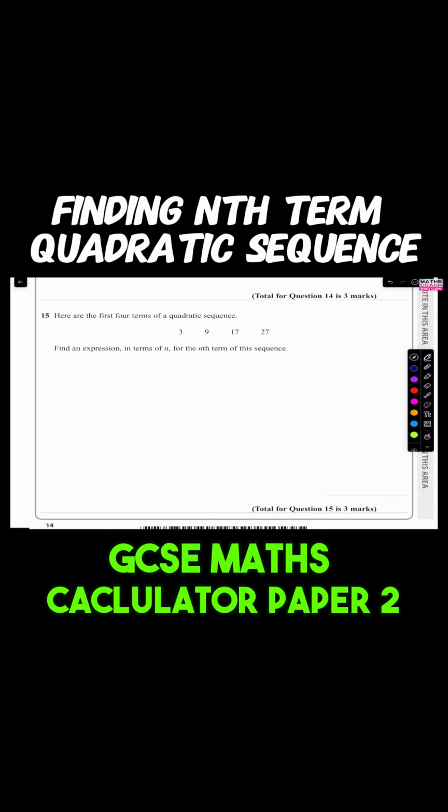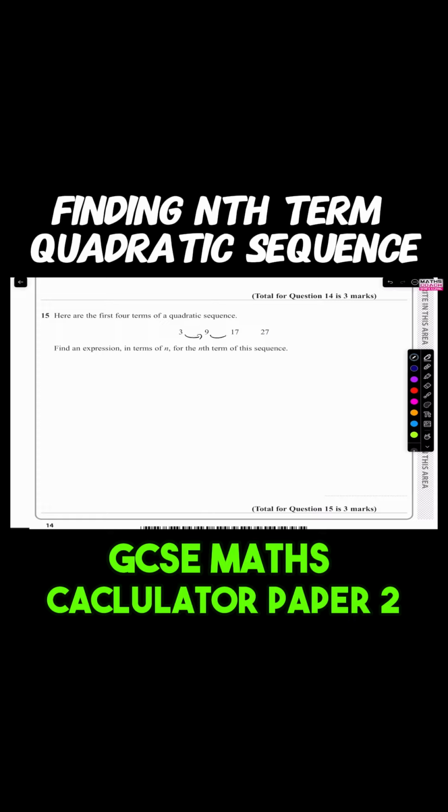Here are the first 4 terms of a quadratic sequence. Find an expression in terms of n for the nth term of this sequence. You could use the method I show on my channel, or you could use whatever method that you know. But as long as your answer matches mine at the end, whatever you use is not a problem. Okay, so I'm just going to go with my method that I use in my videos.